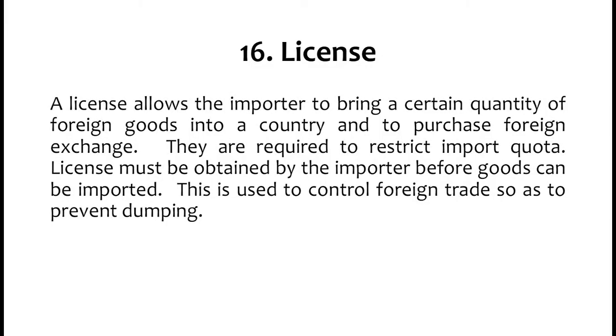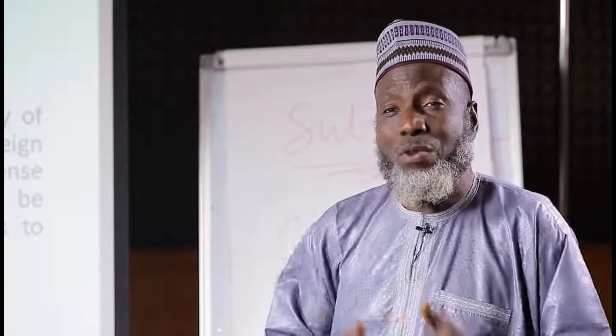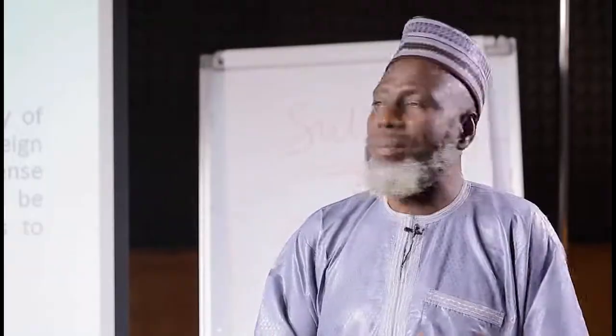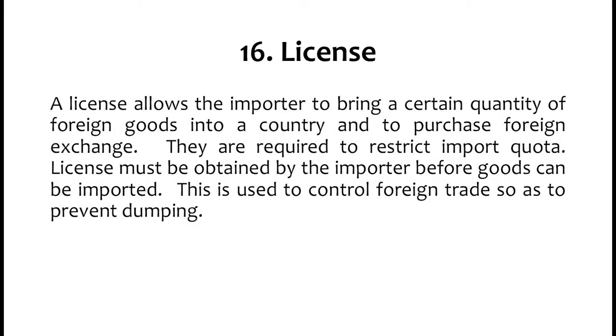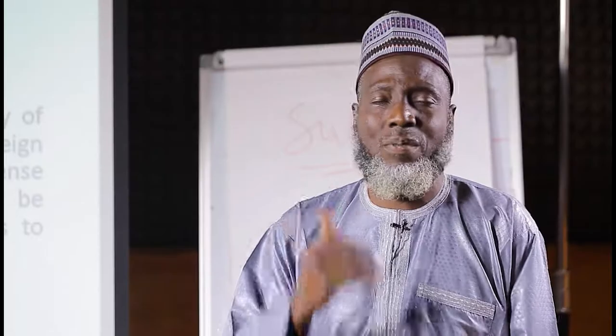Then we go to number 16, which is licenses. It allows the importer to bring a certain quantity of foreign goods into a country and to purchase foreign exchange. Before you engage in export or import, you must be given a license. The license will state what are the goods you are expected to be buying, the quantity as well. They are required to a strict import quota. Licenses must be obtained by the importer before goods can be imported. This is used to control foreign trade so as to prevent the issue of dumping, so as to prevent countries becoming a dumping ground for foreign goods.